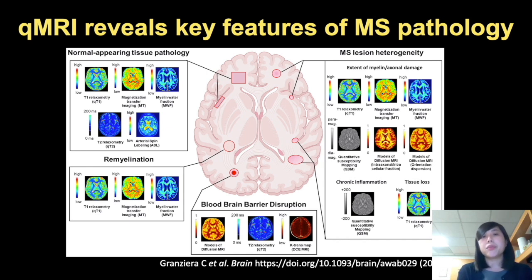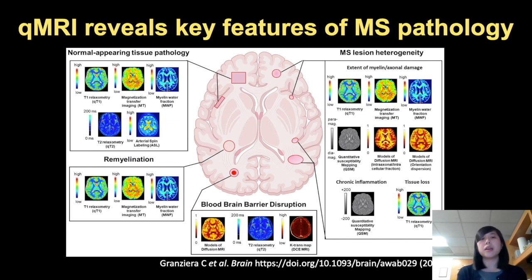Quantitative MRI promises to reveal key features of white matter pathology, and in my talk today I will use as an example multiple sclerosis, which is the most common demyelinating disease of the central nervous system. So the hypothesis and premise of using quantitative MRI is that we can better quantify the extent, type, spatial distribution and evolution over time of tissue damage in patients with multiple sclerosis using quantitative MRI.